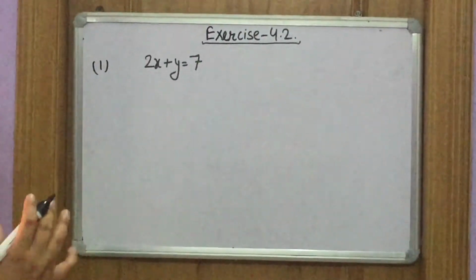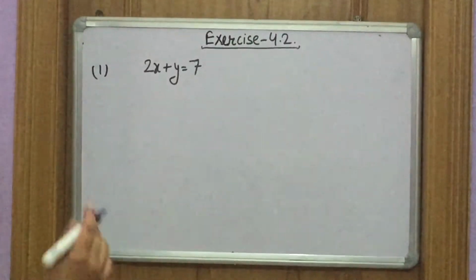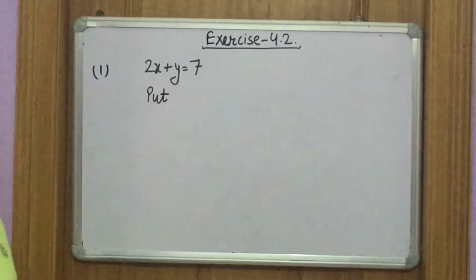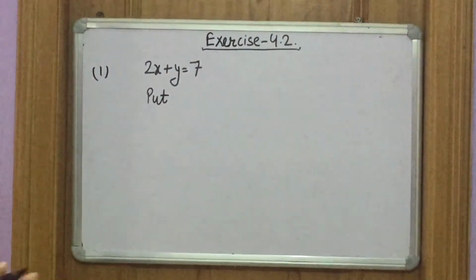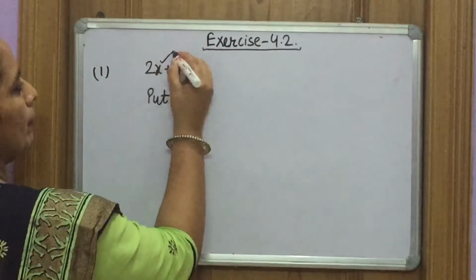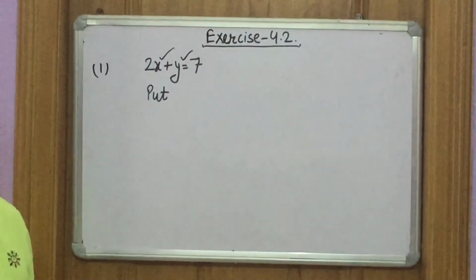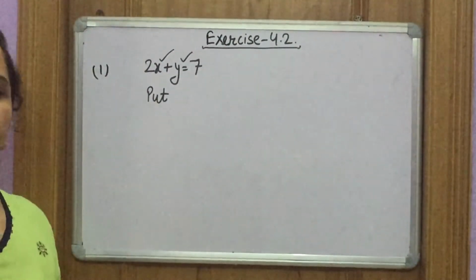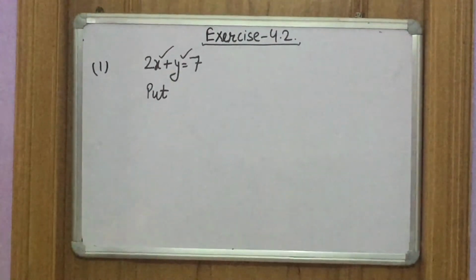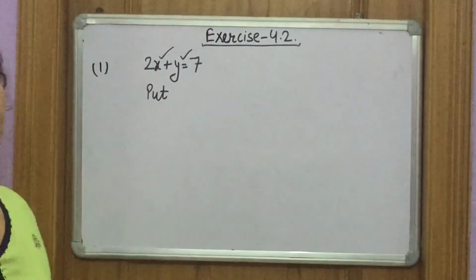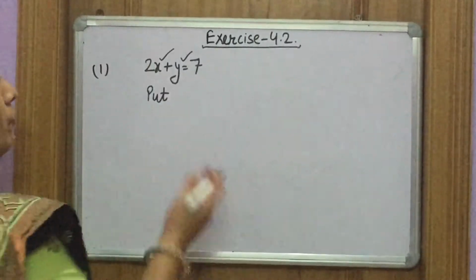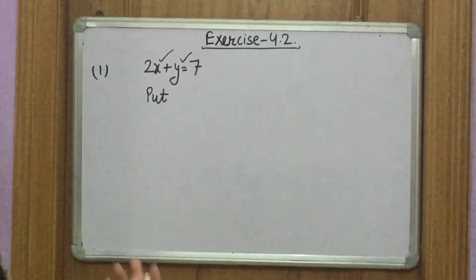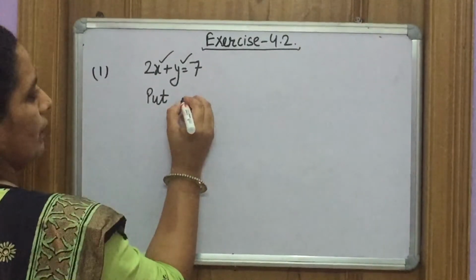To find the solution, first of all we will put any value for one variable. Here we have two variables, x and y. First method is to put a value of x, then find out the value of y. And you can also choose the second method, that means put any value of y and then find out the value of x. So you can choose any method.